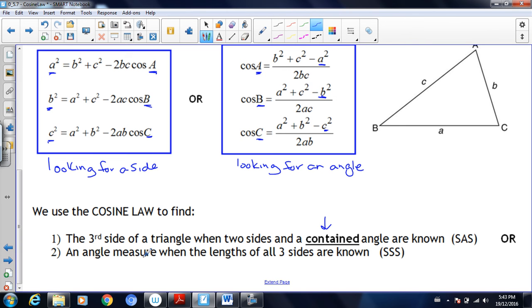Or if we need to find an angle measurement, and we have all three sides, when you have all three sides and you need a specific angle, you can also use the cosine law.